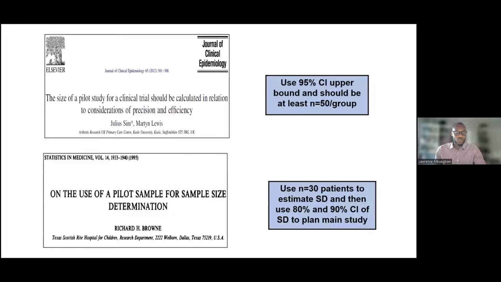There are other approaches as well where they ask you to use the upper bound of the 95% confidence interval, and you should make sure you should have no less than 50 per group, right? And then there's another rule of thumb which recommends to use 30 patients to estimate the standard deviation, and then use 80% and 90% confidence intervals of the standard deviation to plan the main study.